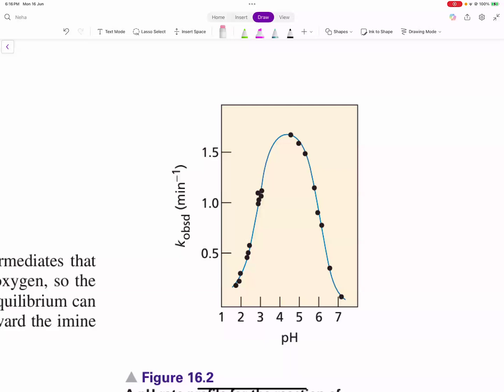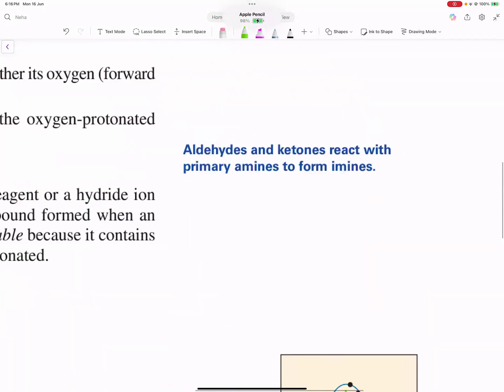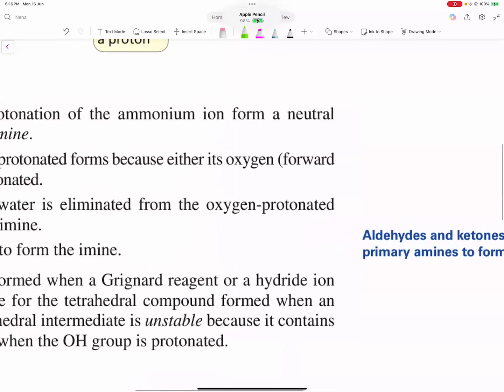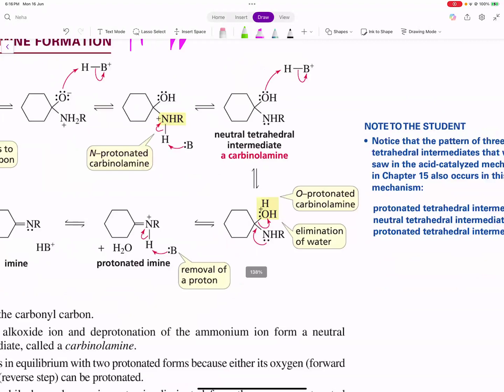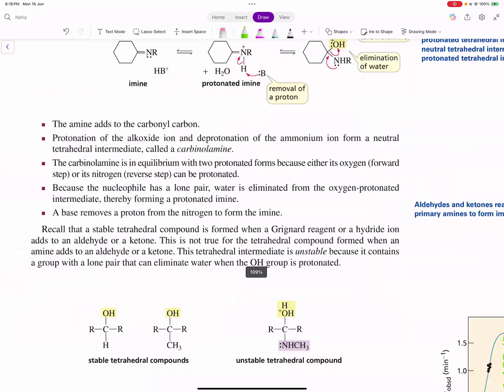See, around 4.5, which is the pH of acetic acid, here we are getting the maximum rate. And again, if we make it very basic, then this will not get protonated, and only then will it convert into a good leaving group and nitrogen be able to push it. So we have to hit a sweet spot. We have to balance it.